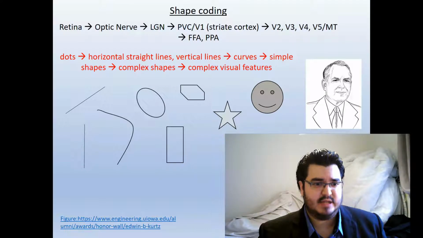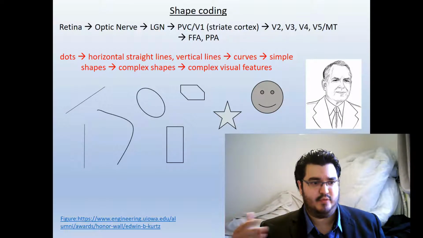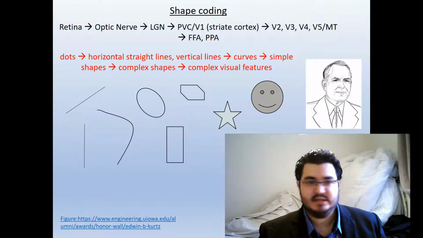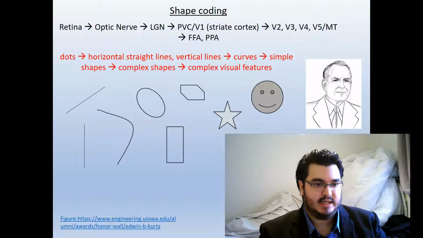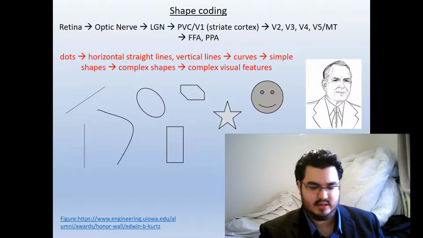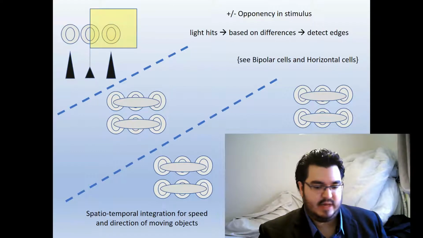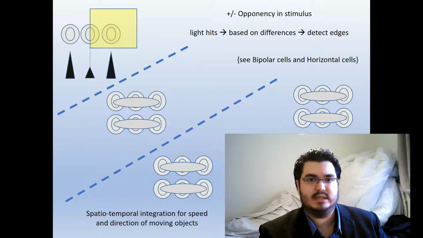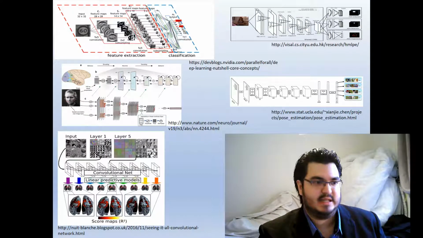But then you have other higher areas that process the following. So we have dots and horizontal lines, dots and lines, as you can see here. Then we can combine lines together to make curves. We have edge detection, which is how we detect light, as shown here. We have edge detection based on the difference in light intensities. That's using opponency in cells. So you detect edges, you detect curves, you detect dots.